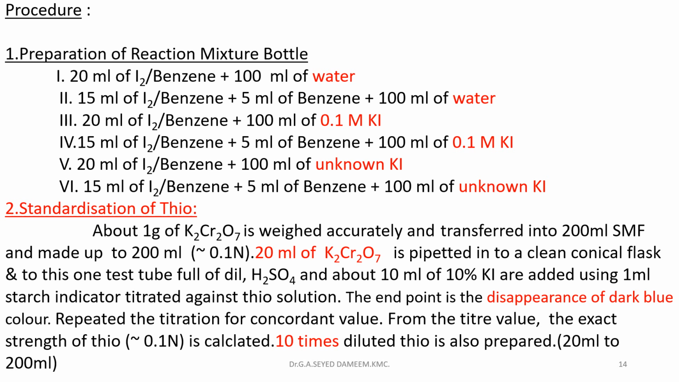From this, 10 times diluted sodium thiosulfate is also prepared. 20 ml of the sodium thiosulfate solution of about 0.1 normality is pipetted into a 200 ml standard measuring flask, and the solution is made up to 200 ml. That solution has a strength of approximately 0.01 normality, and that strength is exactly calculated.